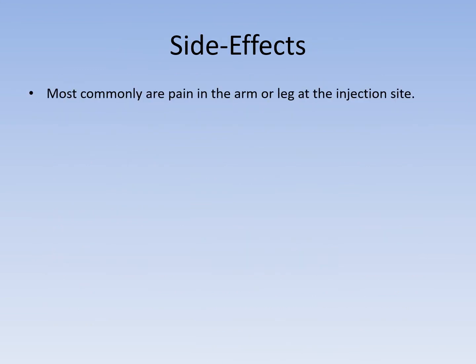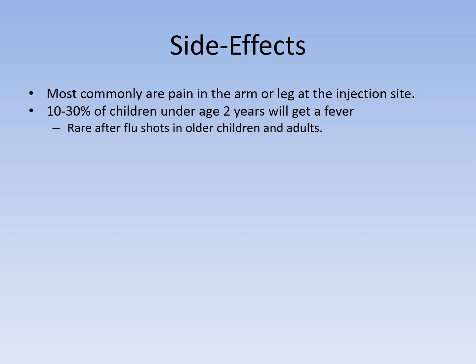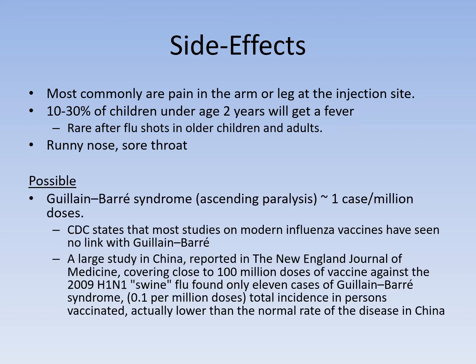Typical side effects of the flu vaccine include pain at the injection site. Kids oftentimes get a fever, but that's rare in older children and adults. And sometimes people get a runny nose or a sore throat. There is a possible association between the influenza vaccination and something called Guillain-Barre Syndrome. Guillain-Barre is a form of ascending paralysis, which starts at your toes and spreads all the way up your body, that has been previously thought to occur at a frequency of 1 case per million doses.